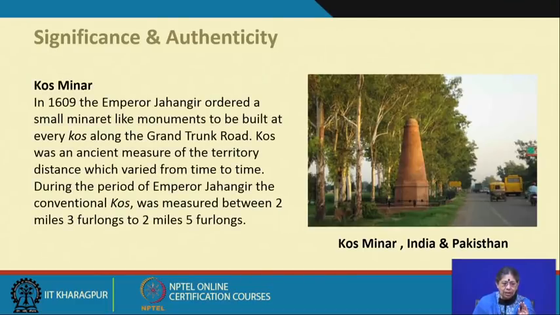What are they? They are actually isolated structures. In 1609, Emperor Jahangir ordered small minaret-like monuments to be built at every course, or every mile, along the Grand Trunk Road. The course was an ancient measure of distance which varied from time to time. During the period of Emperor Jahangir, the conventional course was measured between 2 miles 3 furlongs to 2 miles 5 furlongs. So, it was a measurement along the road.